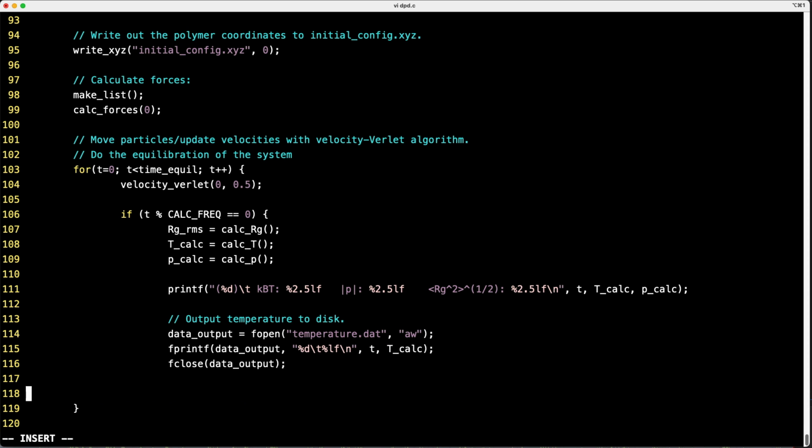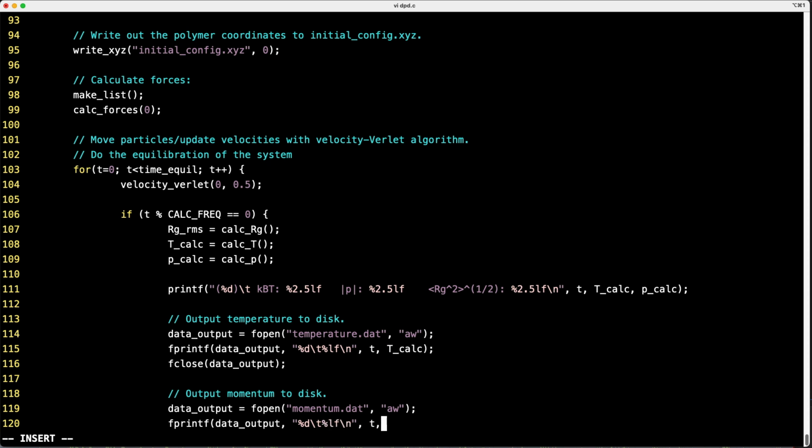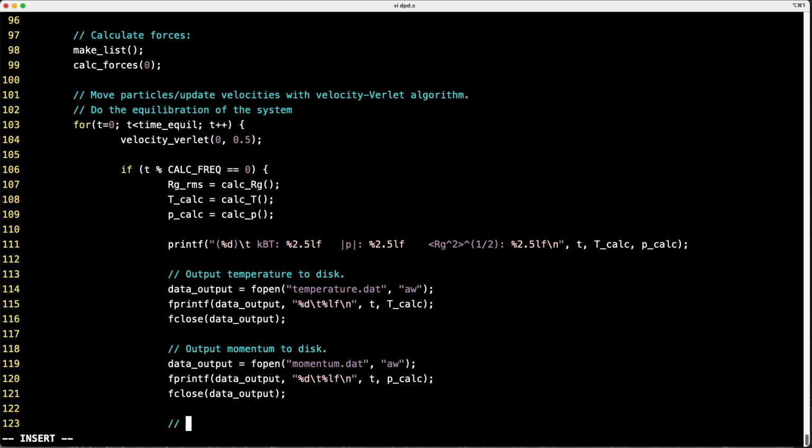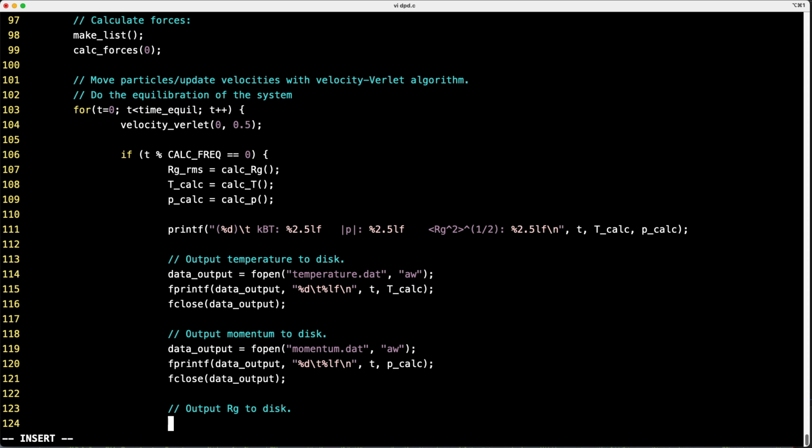Okay, and now let's just do this. The momentum, just in case something goes wrong, right? We'd like to be able to track the momentum and make sure that it's not diverging, because that would be a sign that something is wrong in our simulation. Okay, and time step and the momentum. And then output RG to disk. And this is really the important one, right? This is the kind of thing that we would use in our research in a publication.